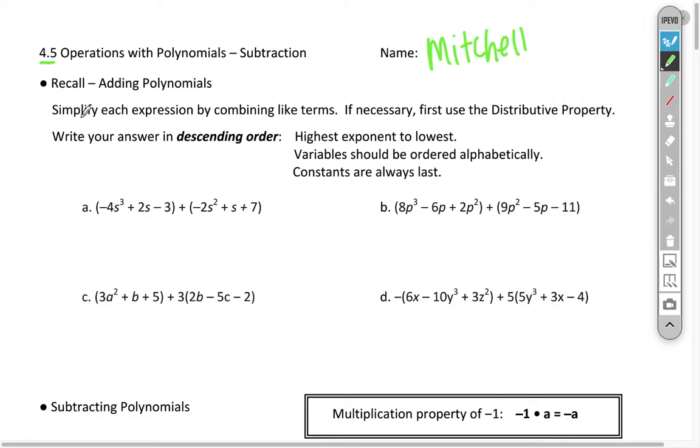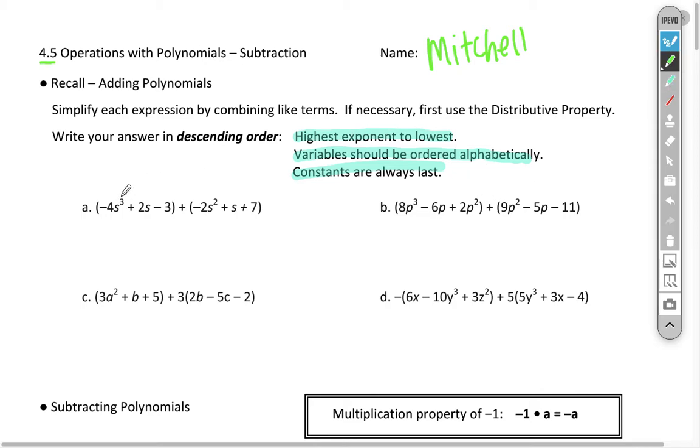All right, so if you can recall, we're going to simplify each expression by combining like terms, and if necessary, first use the distributive property. And then what's most important is that we write our answer in descending order. So we want the highest exponent to the lowest. We want our variables ordered alphabetically, and then constants are always last. So keep that in mind while we're working these problems.